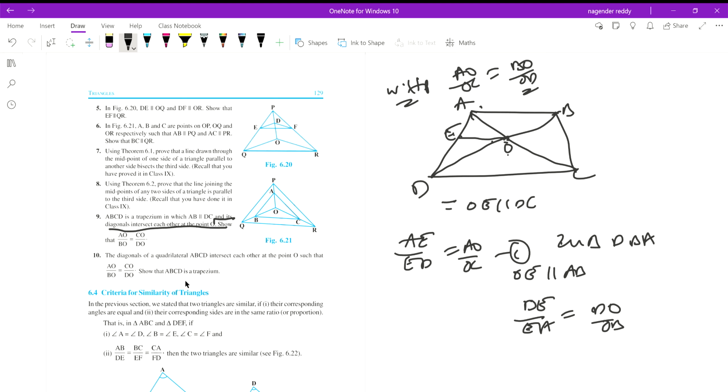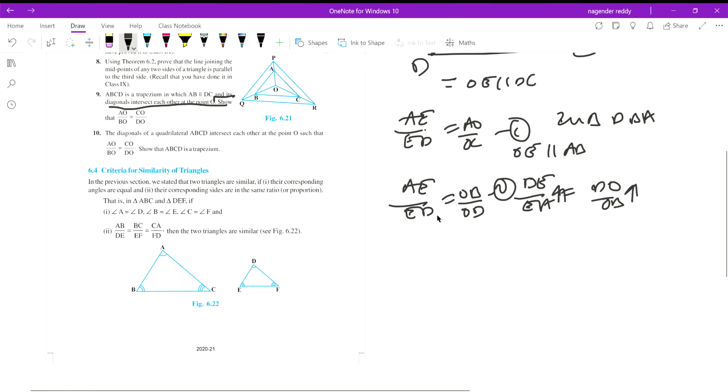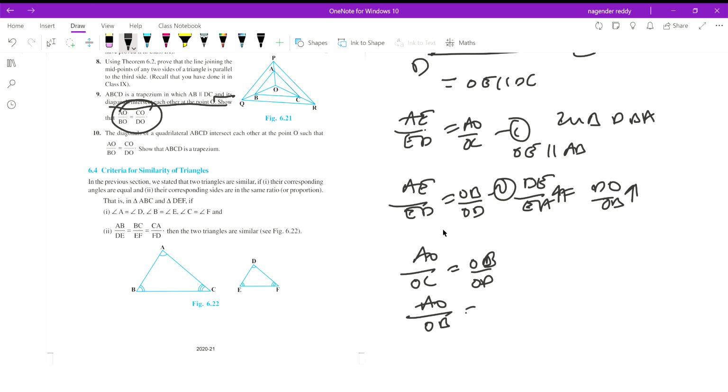Here AE is in the denominator, so take the reciprocal of this, then we'll get AE by ED is equal to OB by OD. Consider equation number 2. Both are equal. Then we can write AO by OC is equal to OB by OD. Cross multiplication, then AO by OB is equal to OC by OD. Hence proved.